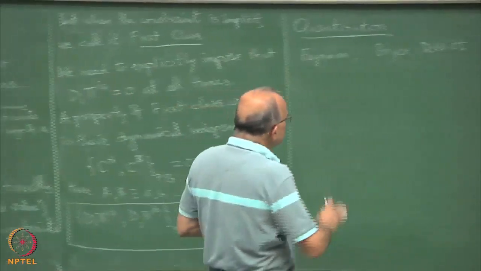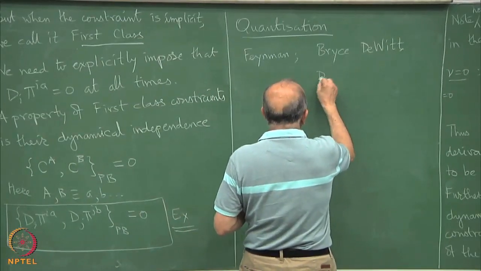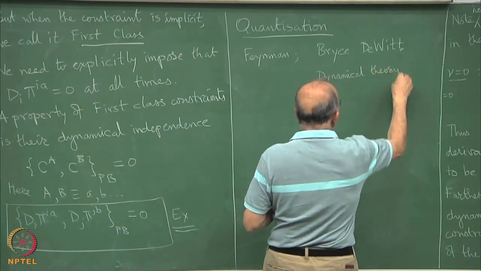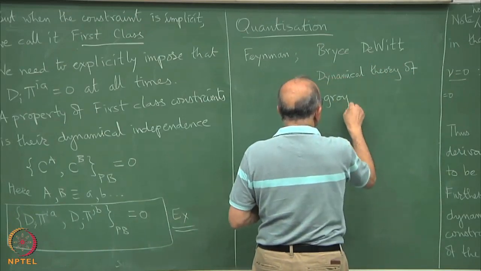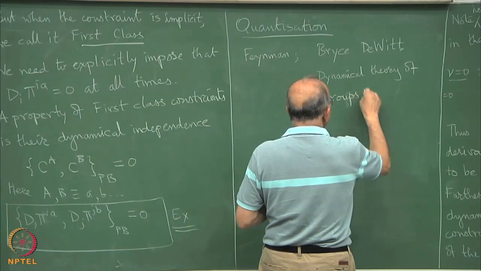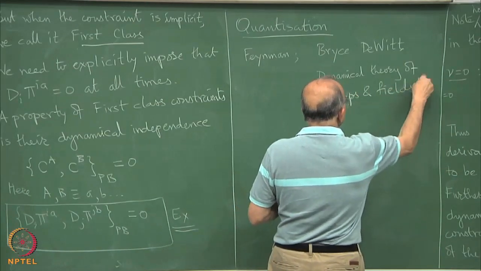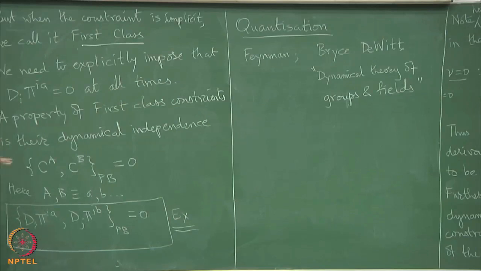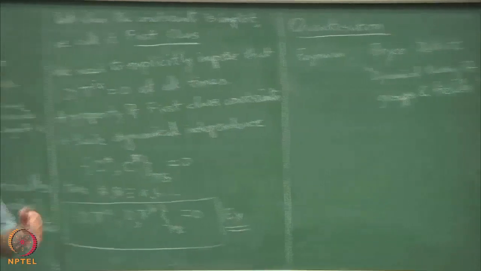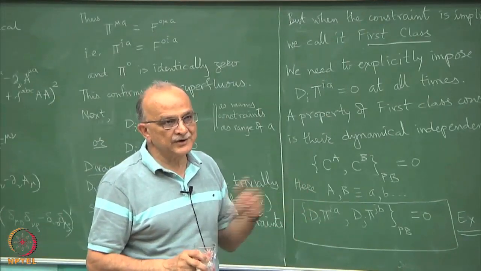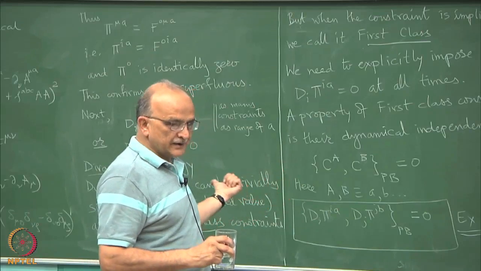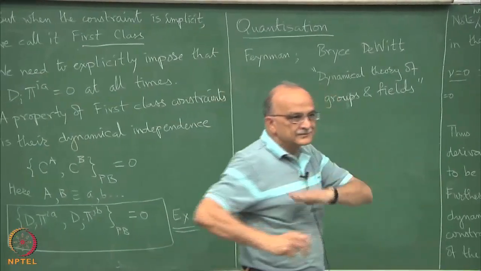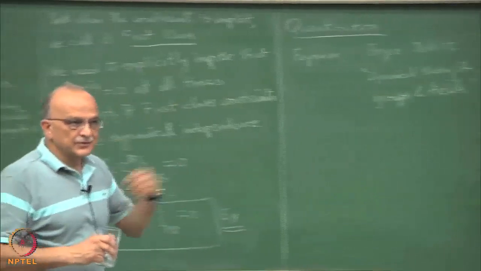So, Bryce DeWitt wrote a trilogy. He has a book called Dynamical Theory of Groups and Fields, in which he meant to attack this problem of systems that have this kind of redundancy. And as we know, general theory of relativity has a huge redundancy due to reparameterization invariance and the covariant derivative of differential geometry. So, Bryce, like a juggernaut, just cleaned out the whole field of doing what was required.